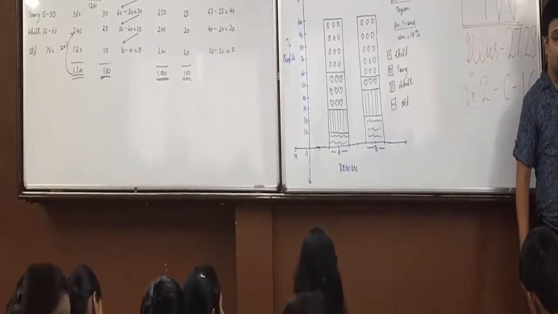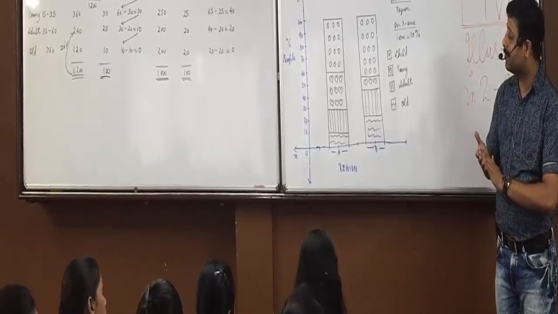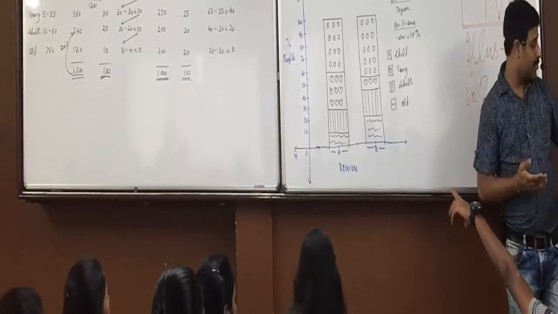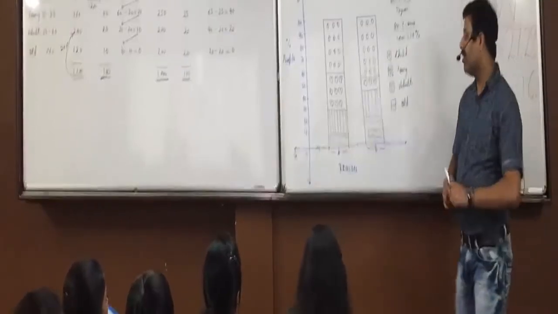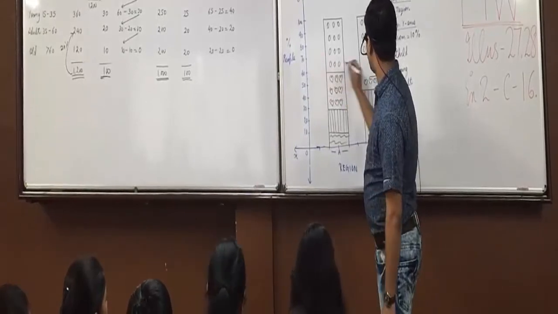Okay. The shortcut method which I told you. So 65 will be here.